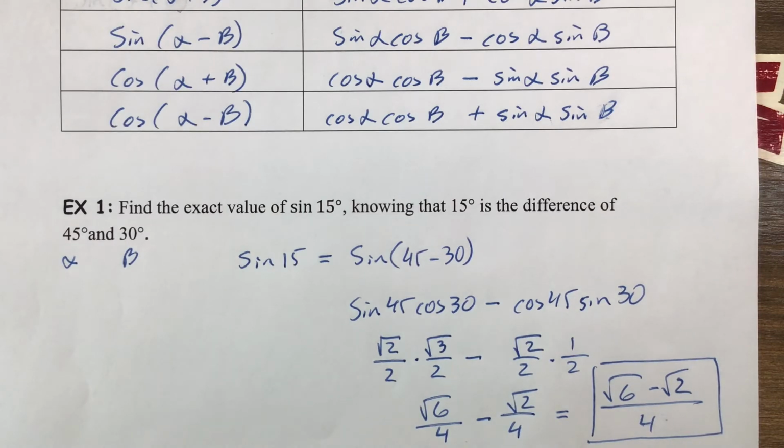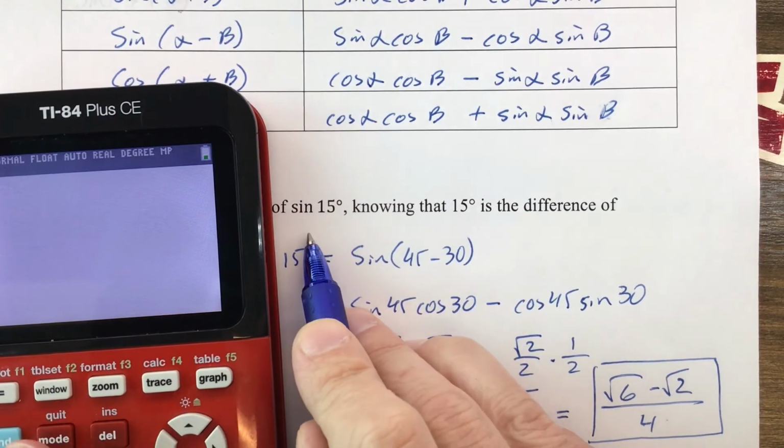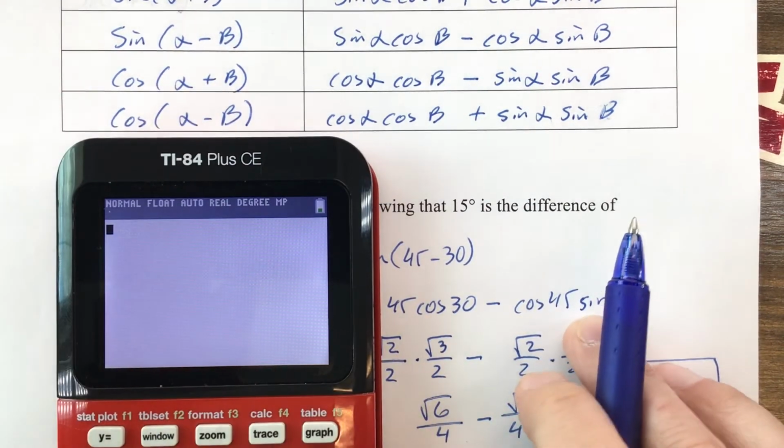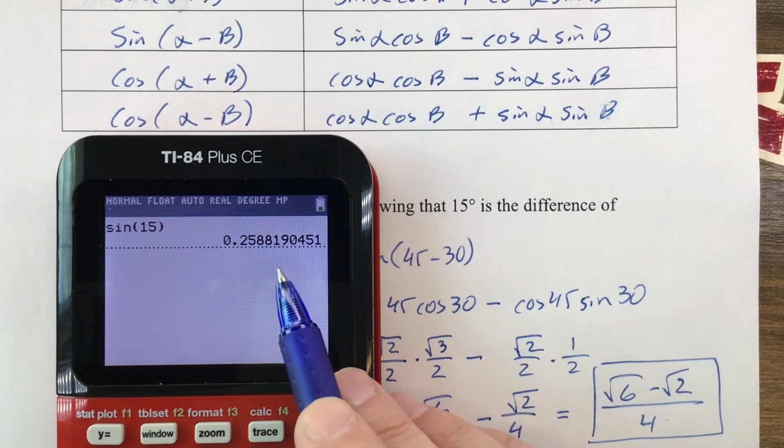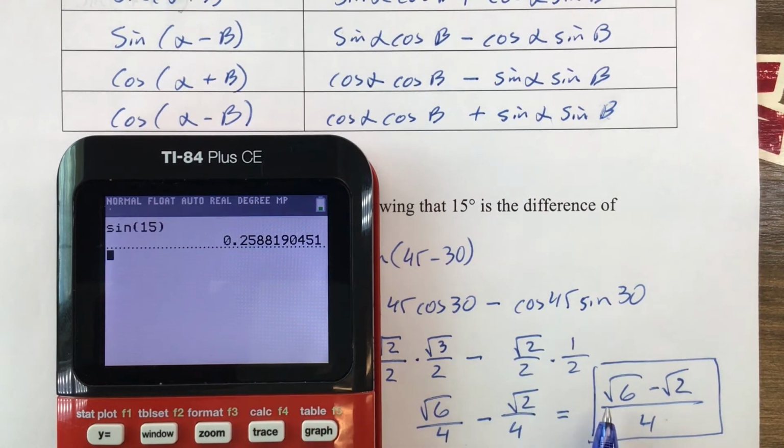Now let's go ahead and verify it in the calculator just to see that it works. So the whole thing begins with the sine of 15. So sine 15 is equal to that, and my claim is this will also give that value.